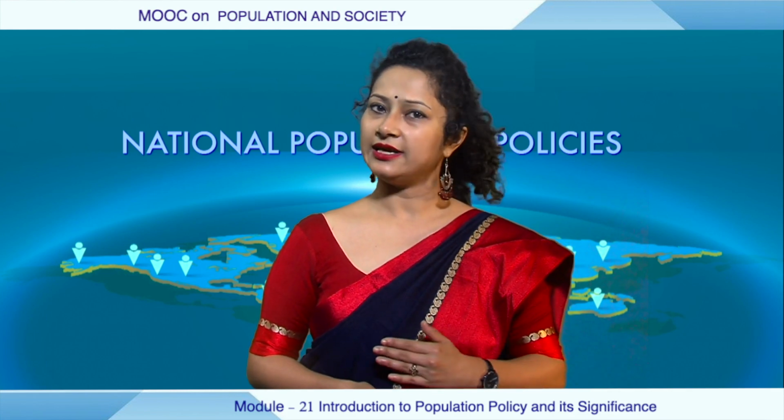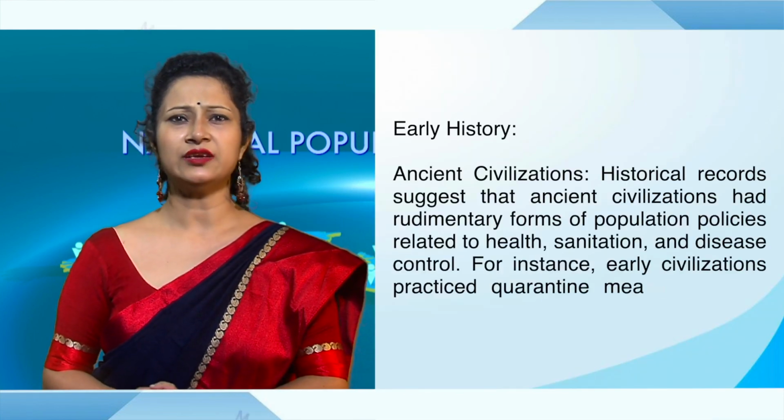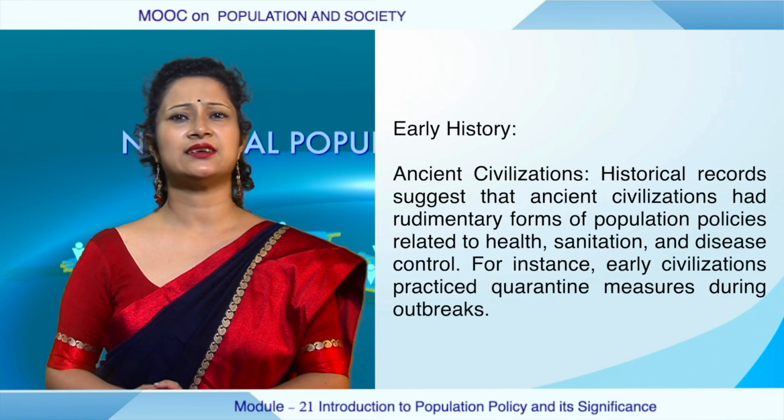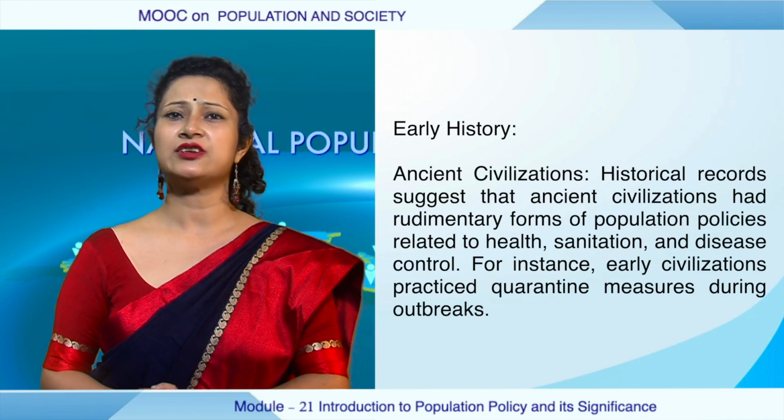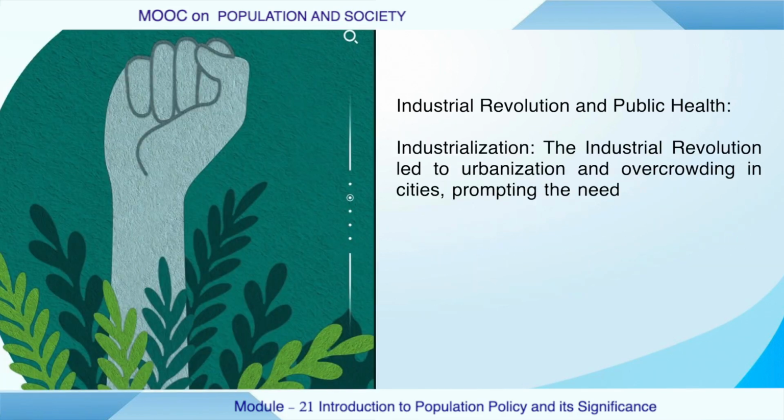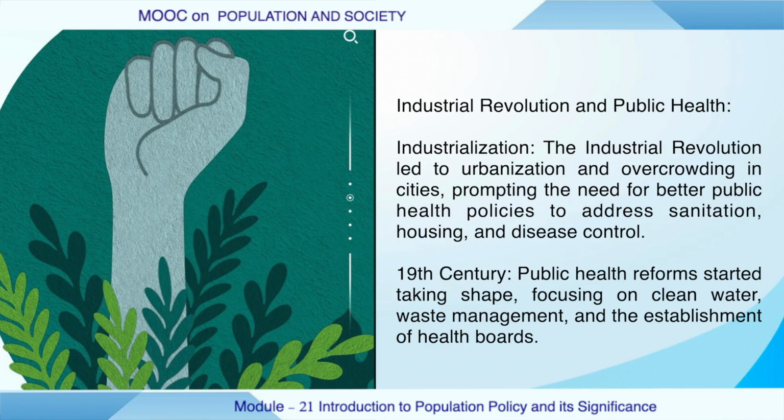We'll start with the early history, which is ancient civilization, where historical records suggest that it had rudimentary forms of population policies relating to health, sanitization, disease control, etc. We then have the Industrial Revolution and public health, which leads to urbanization, overcrowding in cities, prompting the need for better public health policies to address sanitation, housing, and disease control. We also have the 19th century, where public health reforms started taking shape, focusing on clean water, waste management, and the establishment of health boards.